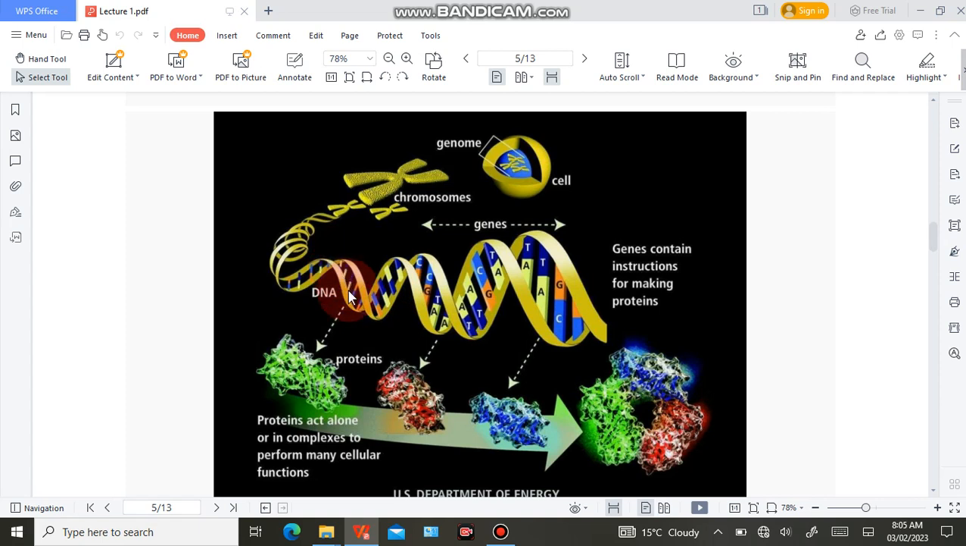This functional DNA that is producing a specific protein or a unique protein is known as genes. So genes are basically the functional part of DNA that are contributing toward the protein synthesis.